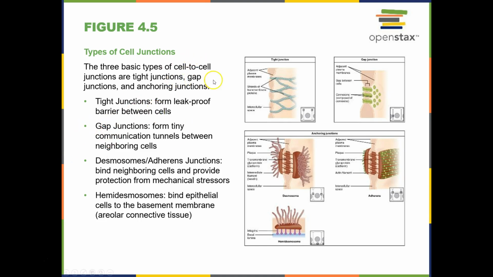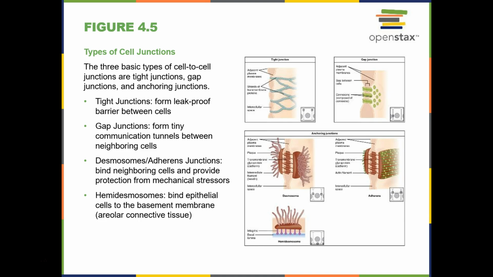Epithelial tissue makes up junctions. So junctions are structures that either bind cells together or allow for communication from one cell to another cell. And so the type of cell junctions we see within epithelium are tight junctions, and this is an example of a tight junction. Tight junctions are junctions that form a leak-proof barrier between cells.